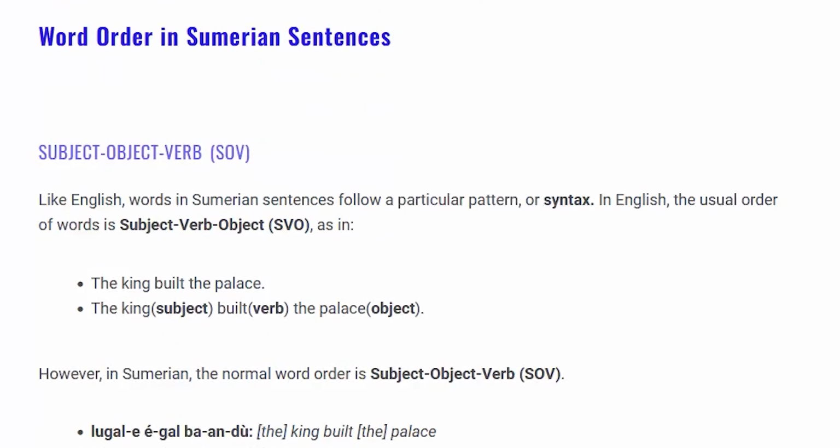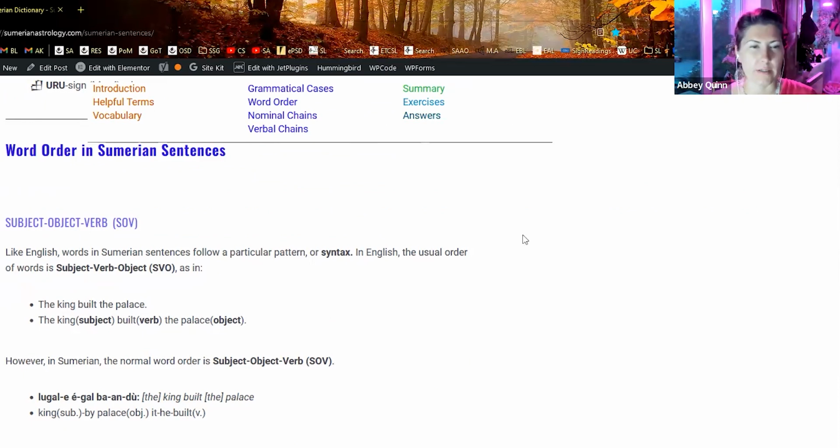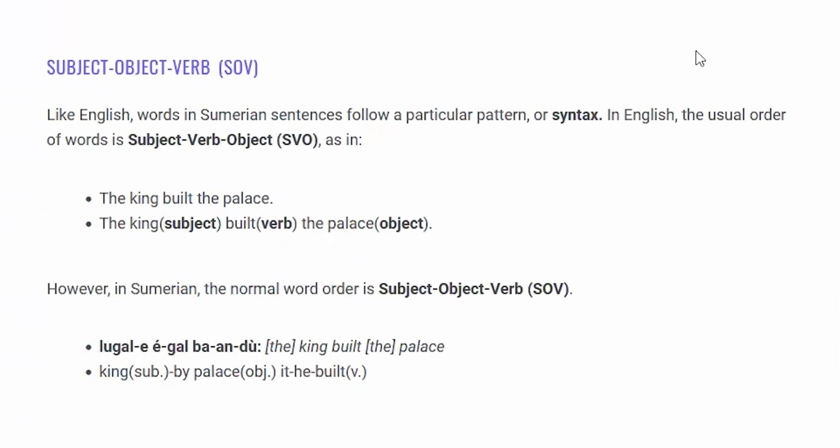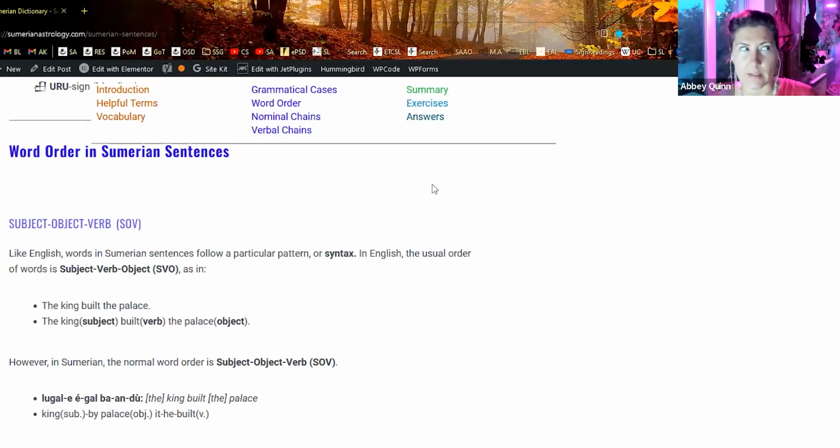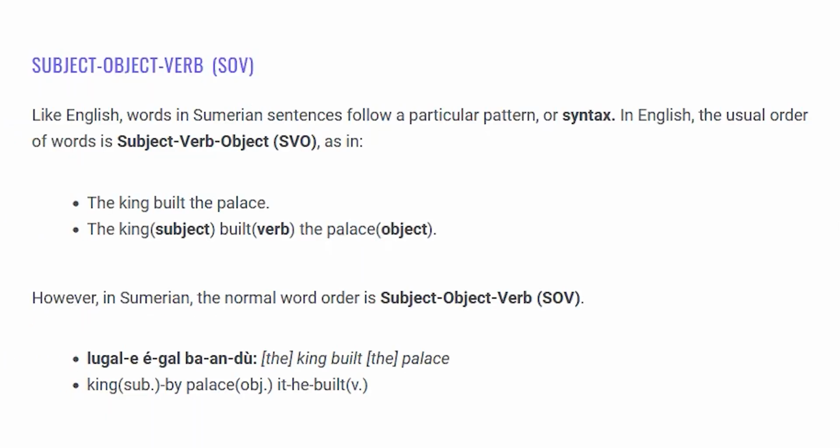Okay. Word order in Sumerian sentences, or Sumerian syntax. Like English, words in Sumerian sentences follow a particular pattern or syntax. If you don't speak another language besides English, you may not know that some languages do not have a particular order that you have to follow. In English, the usual order of the words is subject, verb, object, or SVO, which you'll see a lot. As in, the king built the palace. Here we have the king is the subject, he built, which is the verb, the palace, the object.